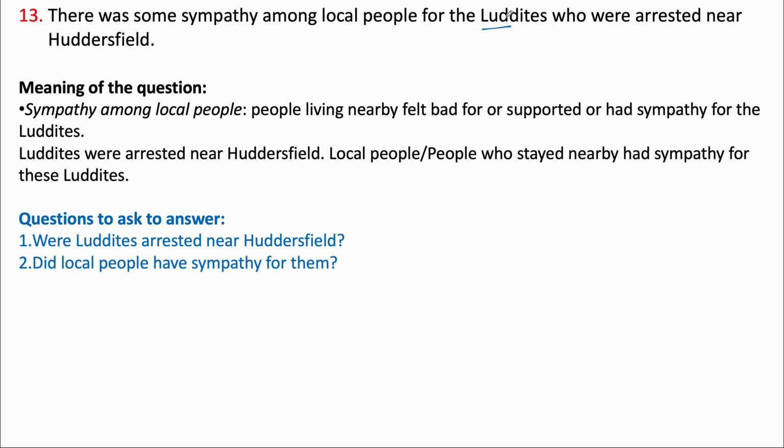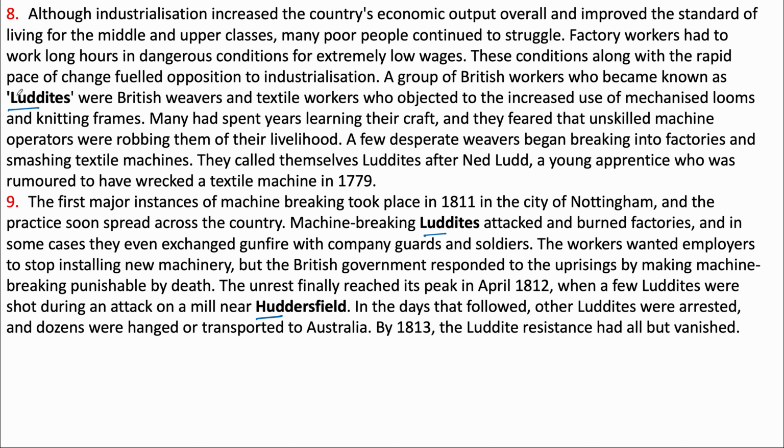Luddites were a group of people. They were arrested near Huddersfield. Did the local people, that is, did the people of Huddersfield, feel sympathy for the Luddites who were arrested? Luddites are mentioned quite a few times in the passage in the 8th and 9th paragraphs. But Huddersfield and Luddites being arrested are mentioned only towards the end. So we'll focus on this part.